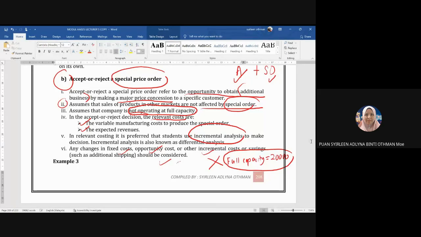So maksudnya cara kita kenal pasti relevant cost tu sama. So kalau fixed cost, saya tak akan masukkan dalam pengiraan sebab fixed cost tu is irrelevant. Tapi kalau berlaku perubahan, changes in fixed cost baru kita masukkan. Lepas tu kalau ada opportunity cost baru kita masukkan. Kalau ada incremental cost pun baru kita masukkan. Other than that, you only consider the variable manufacturing cost and the expected revenues. Okay, alright, kita tengok example.